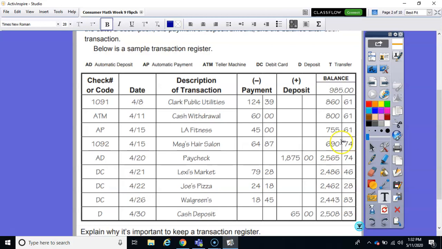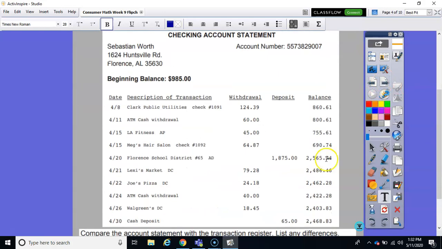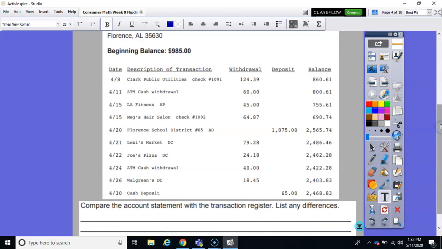Okay, and I'm just checking our final balance after that real quick. $690.74. That's what they had as well. So it's also important to check that because you may have made a mathematical error in your computations, just to make sure you did all the math right, you're adding and subtracting right, so that we have the same thing as well. Florence School District number 65, a deposit of $18.75.